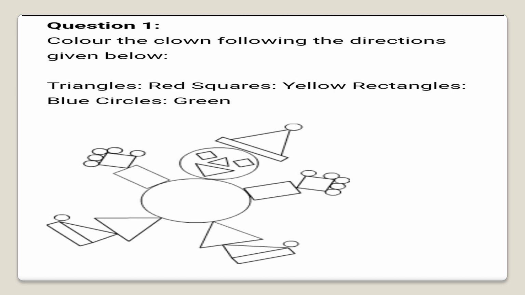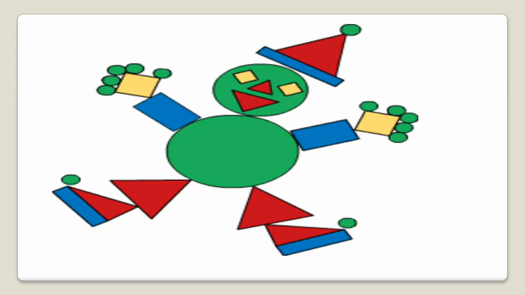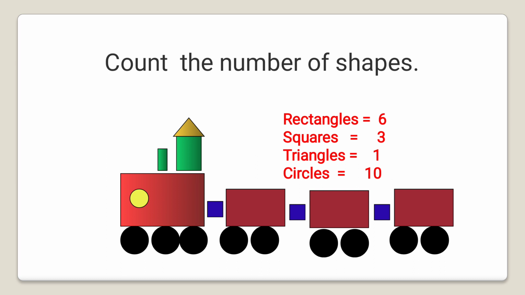So here is a question for you. Color the clown following the directions given below. The triangles should be colored red, squares with yellow, rectangles with blue and circles with green. Here you can check your answer. Count the number of shapes in this picture. Are you able to identify the different kind of shapes in this picture? Just tally your answer with mine.